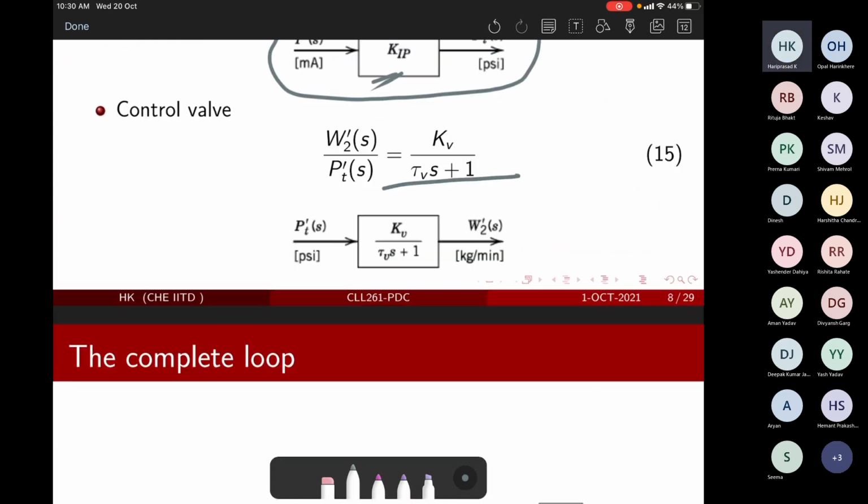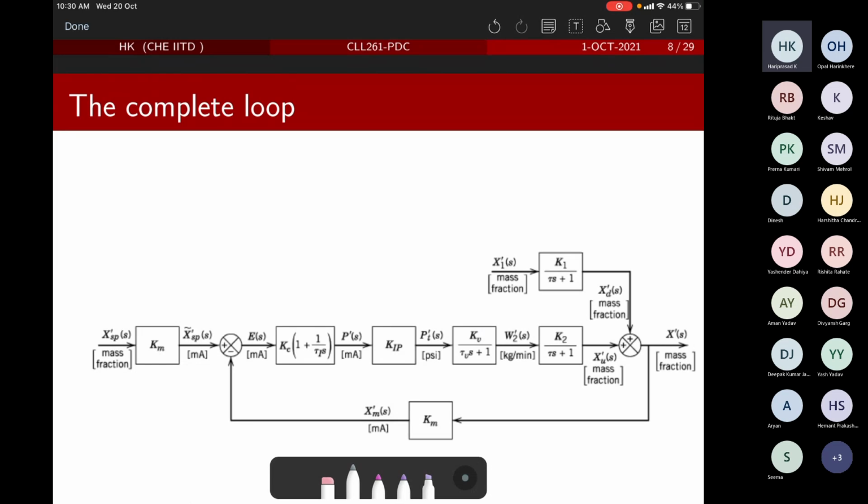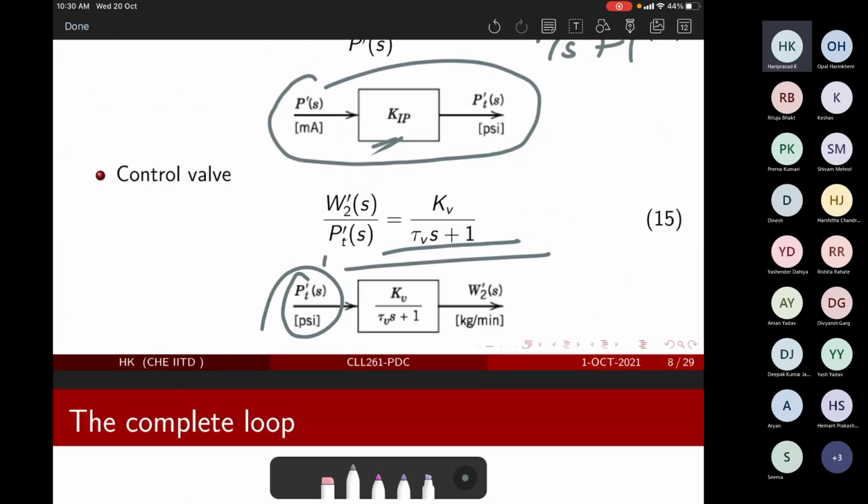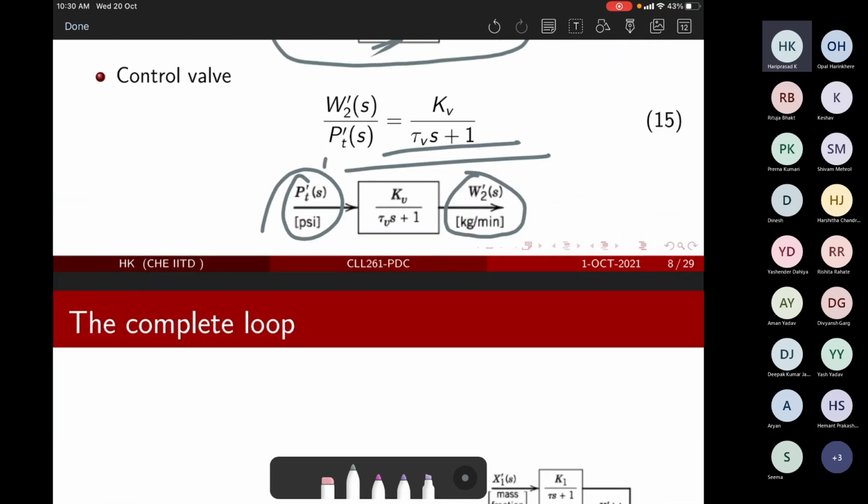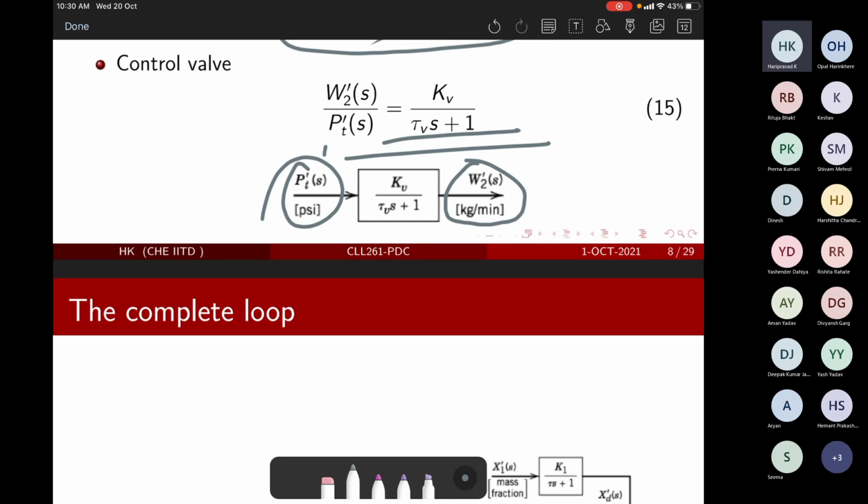So the last one is the control valve. The control valve basically takes in your pressure signal and opens the desired valve, so that the necessary flows can be established. Control valve dynamics are mostly modeled as a first order system. Why? Let's say this is the valve. How is the valve being opened? You have this valve, and this is the diaphragm, and based on the applied pressure, this diaphragm would push or pull the stem. So this is your stem.